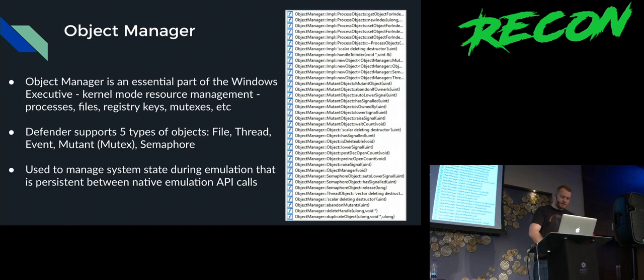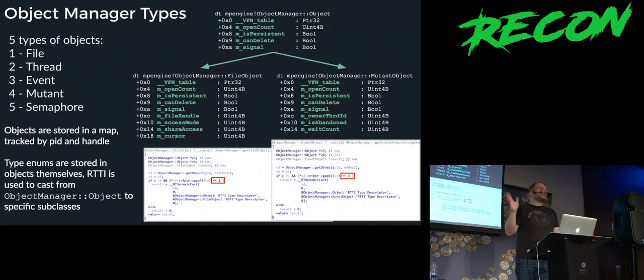So we have an object manager, a whole bunch of functions for interacting with that. This is an essential part of the Windows executive. And this is how you manage handles, things like files, threads, events, mutants, semaphores. And this manages this persistent state between native API calls, akin to the way a real Windows system would have a handle table for your process and would store those handles as you run and interact with them. There are 5 types of objects inside Defender's object manager: file, thread, event, mutant, semaphore.